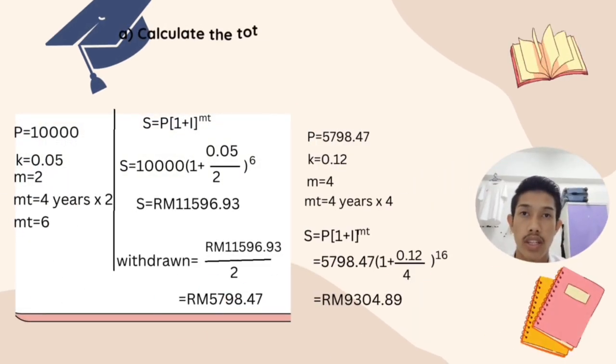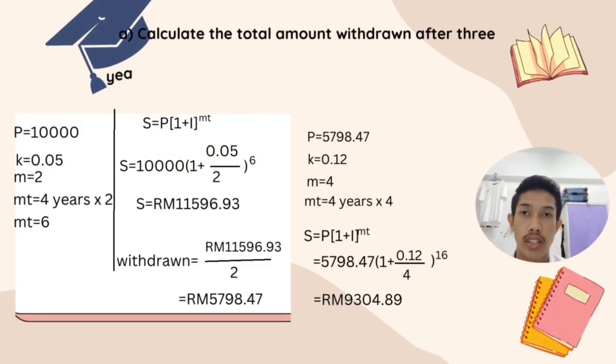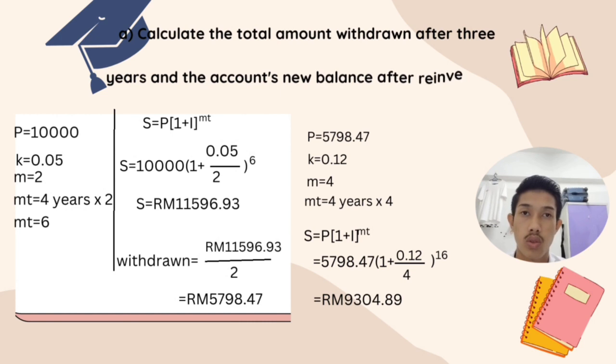From the question, we can understand that the principal is 10,000, interest is 0.05, the frequency is 2, and the period in the year is 3 years multiplied by 2 because semi-annual equals 2. So, the total period is 6. The formula for this question is S equals P in bracket 1 plus i power of mt.